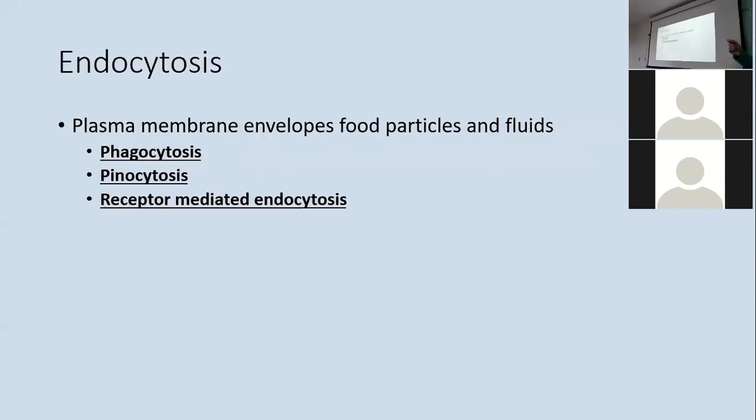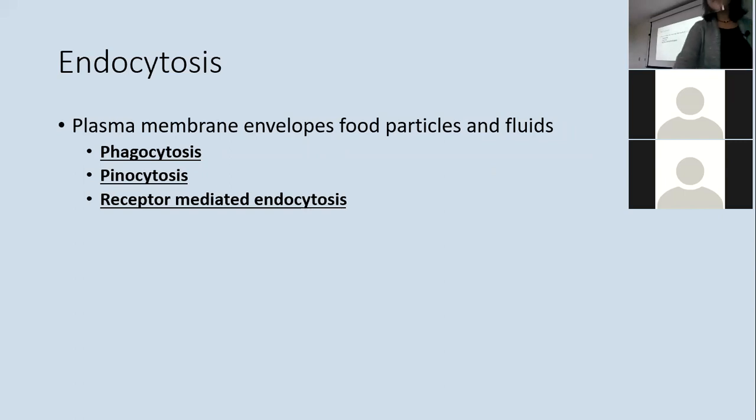So start with endocytosis, right? Cyto, we talked about this root. Cyto just means cell. Endo means inside. So endocytosis is bringing stuff inside the cell, right? What generally happens in all of these is that the plasma membrane is going to fold around something, pinch off and bring it into the cell. We've got a few different ways this will happen.